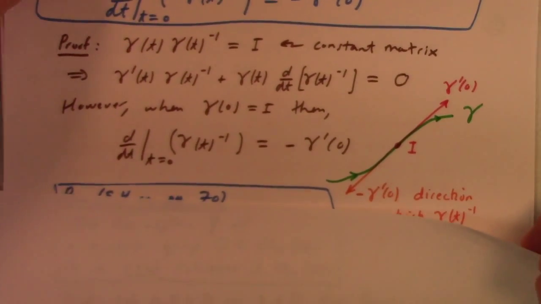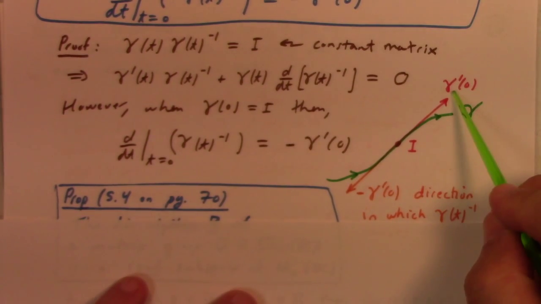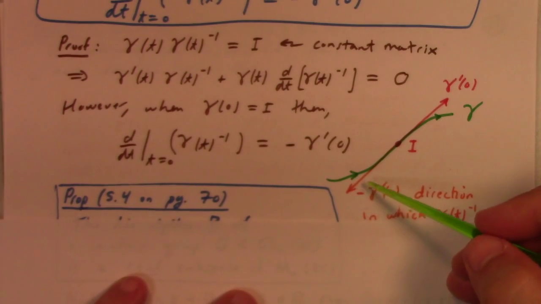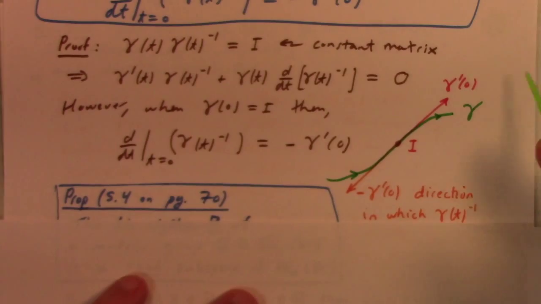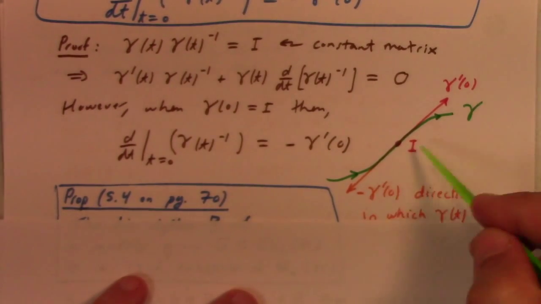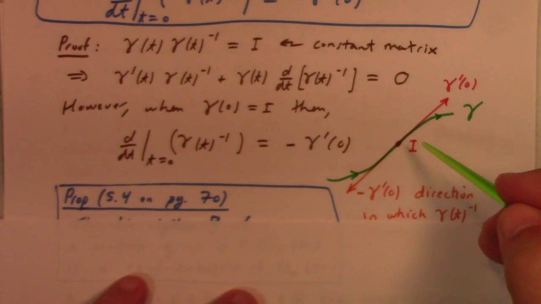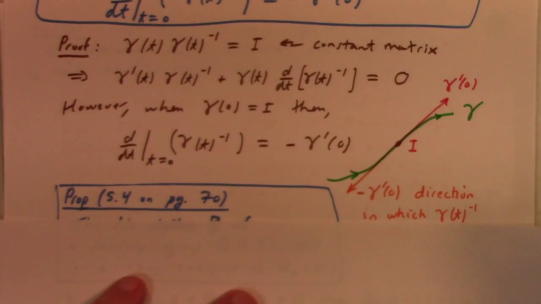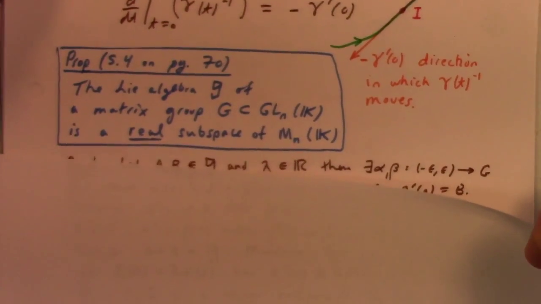So, a picture of what's going on there, something like this. Here's your curve gamma. Gamma prime of 0 goes this way. Gamma inverse prime of 0 goes that way. And the inverse curve is not just the curve reversed. It's something else. However that other curve looks abstractly, when the inverse curve gets to this identity point, it has to be going in exactly the opposite direction. So again, the inverse curve is not just the reversal of the curve. It's something more interesting in the matrix group.